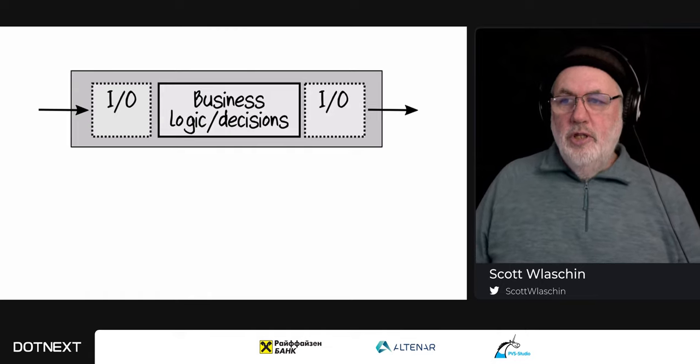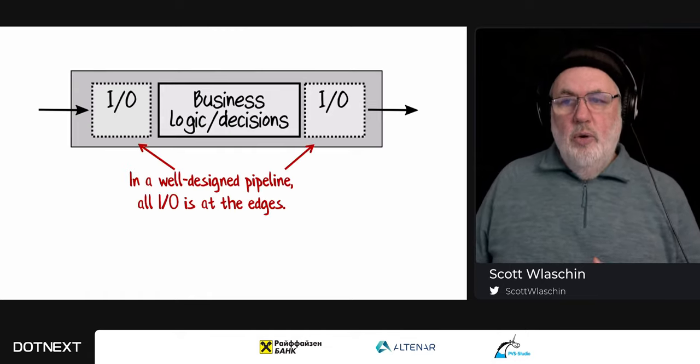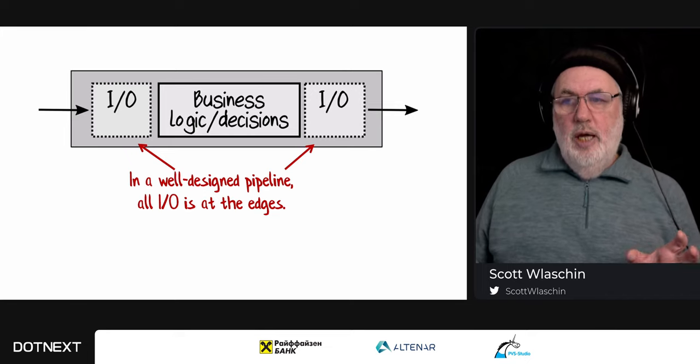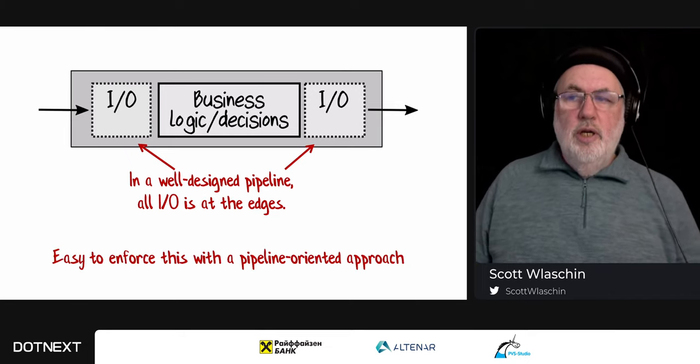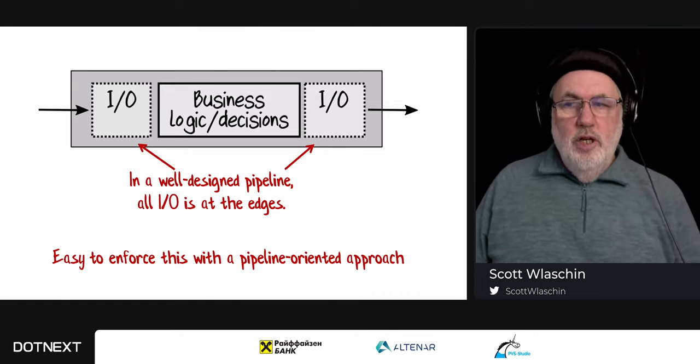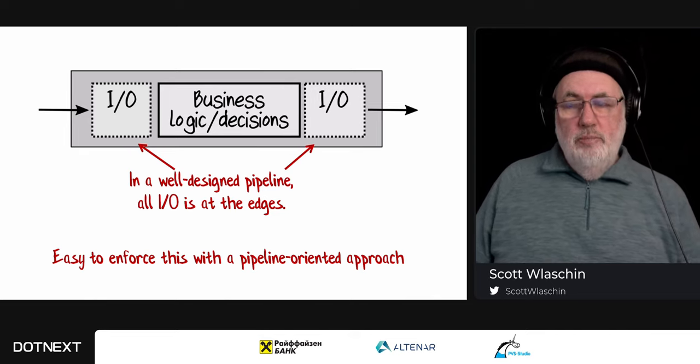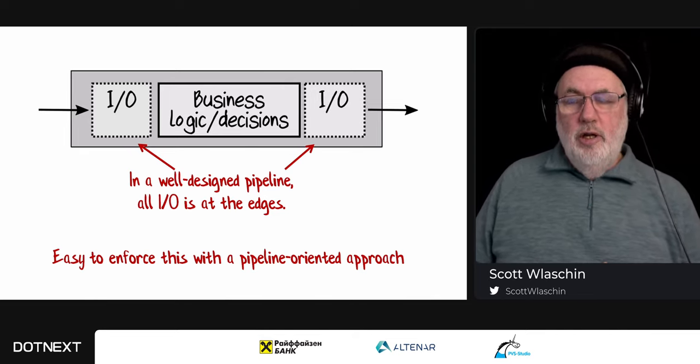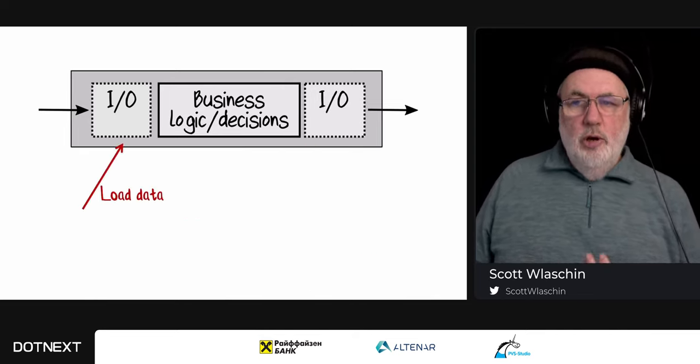So here we go. Here's another version of the pipeline. You have your I/O at the edges, and you have your business logic in the middle. And again, you don't mix your database code and your business logic together. There's a lot of benefits to doing this, and I say it comes naturally when you do pipeline-oriented stuff. Here's how it basically works.